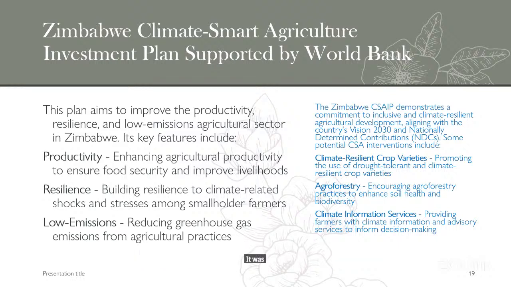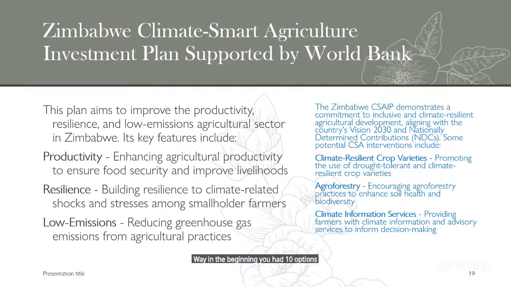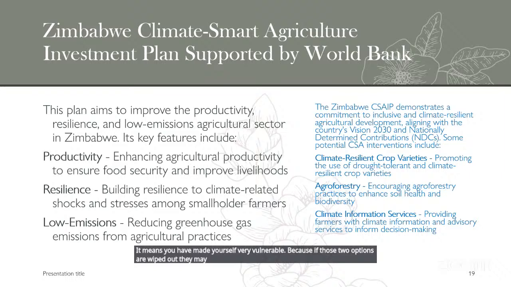Because biodiversity loss is one of the areas that is actually affecting our resilience to climate change. We are going to be left with few opportunities to choose from. When you lose biodiversity, you are losing your life. Because if you are only left with two options, where in the beginning you had 10 options to survive drought, it means you have made yourself very vulnerable. Because if those two options are wiped out, then you are gone. So that is the idea here.